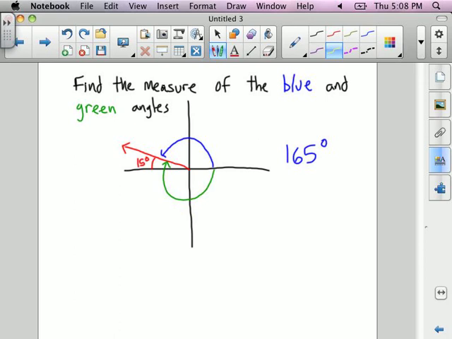So I like taking these 90 at a time. You just kind of piece them together, and you can make sense of what's going on there. So both of those angles mean the exact same thing. We have a 165-degree angle and a negative 195.